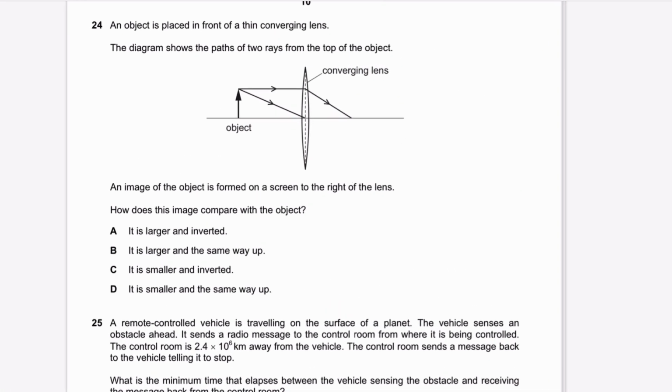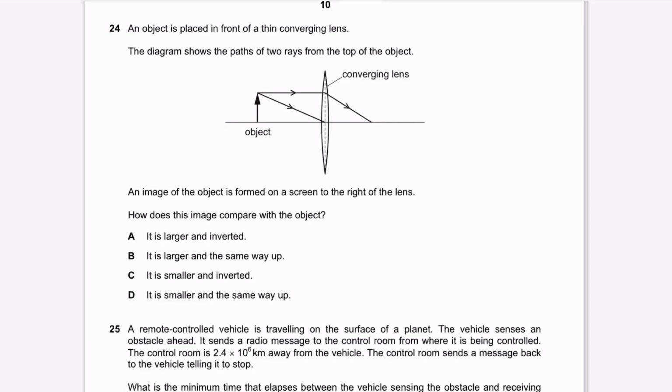Okay, number 24. An object is placed in front of a thin converging lens. The diagram shows the path of the two rays from the top of the object. An image is formed on the screen to the right of the lens. How does this image compare with that of the object? अच्छा. पहले तो हम इनको carry on कर लेते हैं इन lines को, ठीक है? And let's form the image.